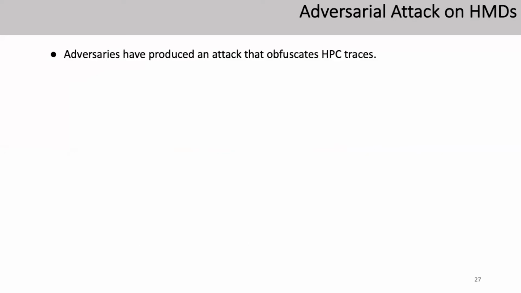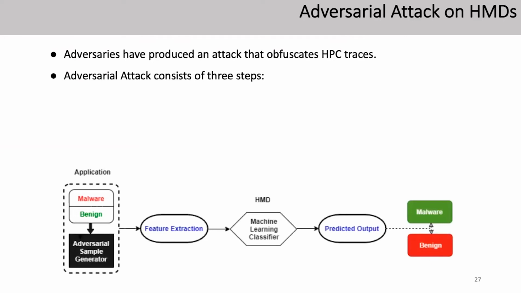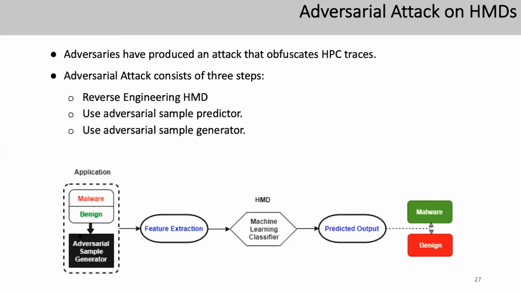So then we looked at adversarial attacks on HMDs. Now, adversaries can produce an attack that obfuscates the HPC traces. The adversarial attack consists of 3 steps. Basically, you reverse engineer the hardware-based malware detector using a black box technique. Then you use a sample predictor to predict the adversarial sample, and an adversarial sample generator. A malware and a benign program are run on the same thread. As a result, the HPC values of the malware change because of the benign program, right? And due to that, the machine learning classifier gets confused as to which is the malware and which is the benign program, and it produces incorrect output.